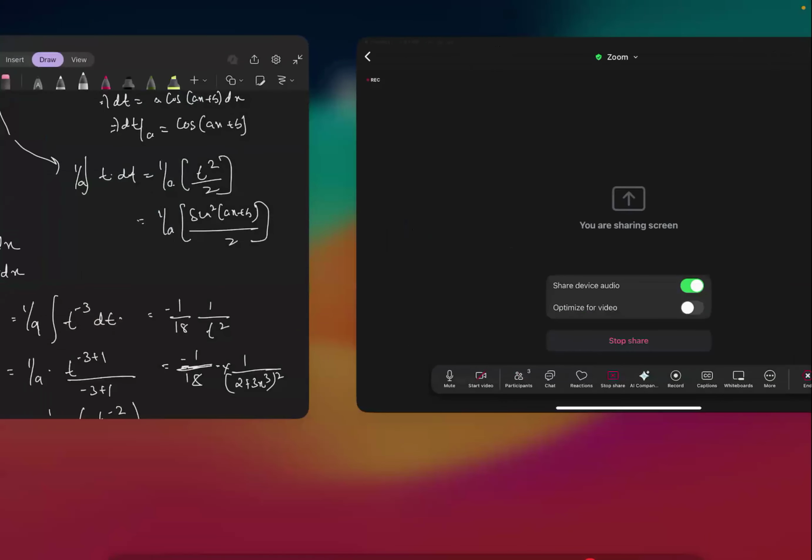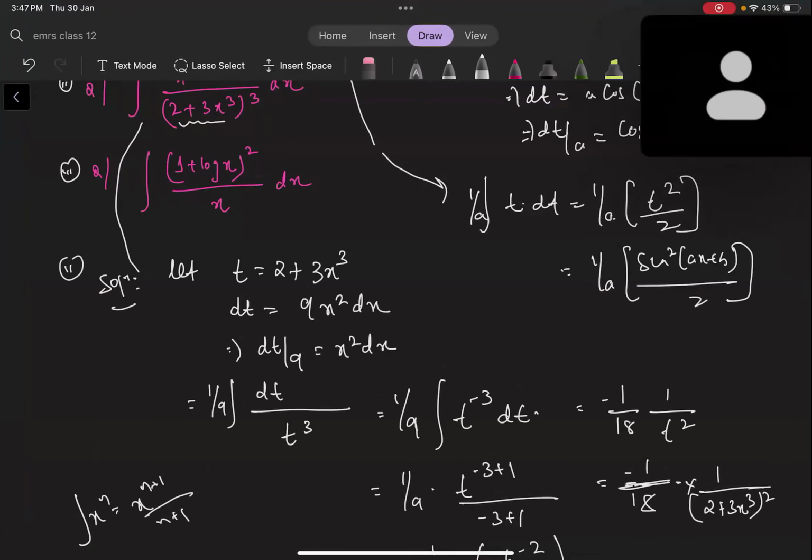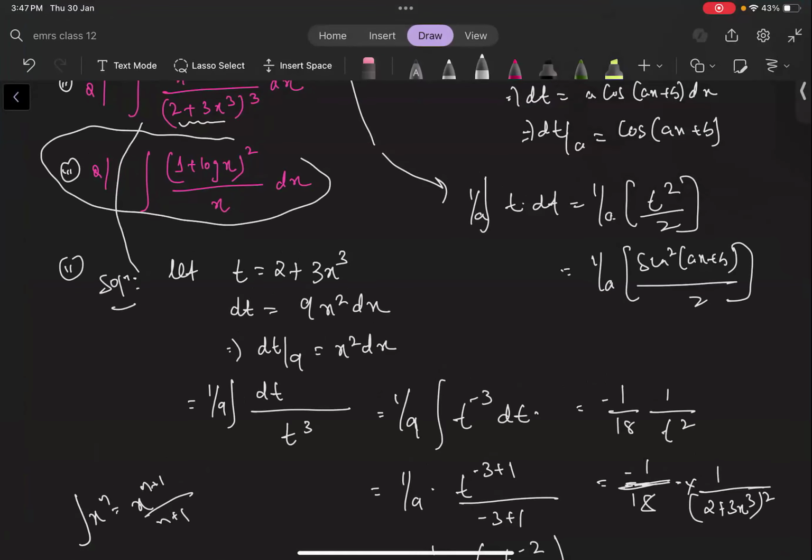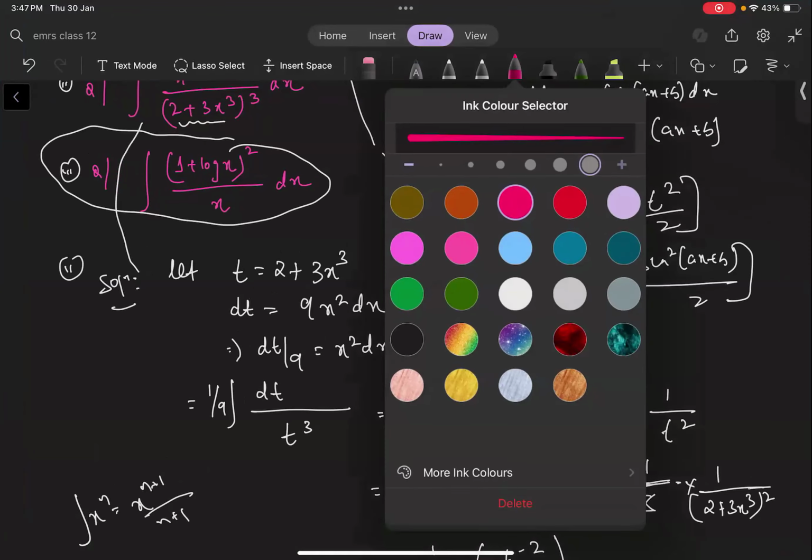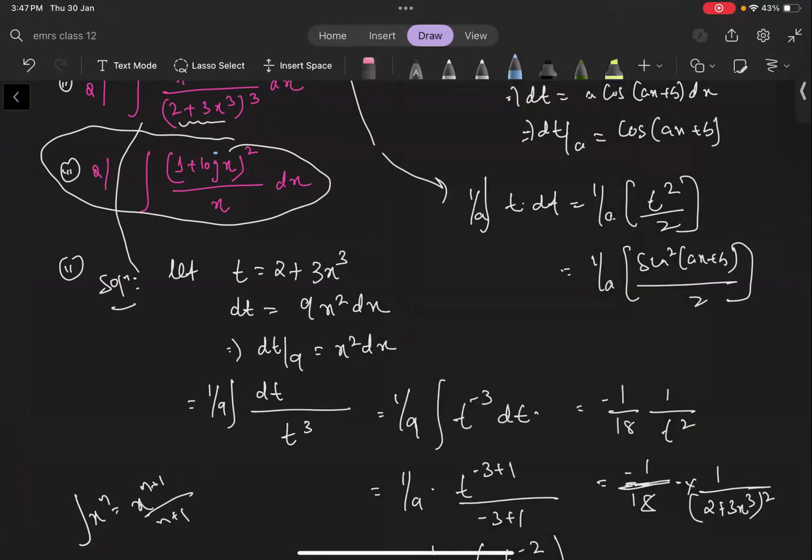Solve this last question. This question I'm talking about, this one. This question you are supposed to solve. Think of what we can put here so that we can get the differentiating factor.